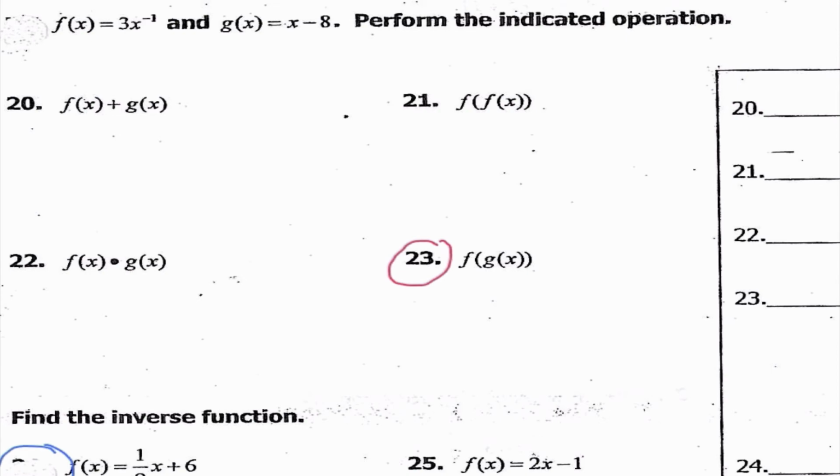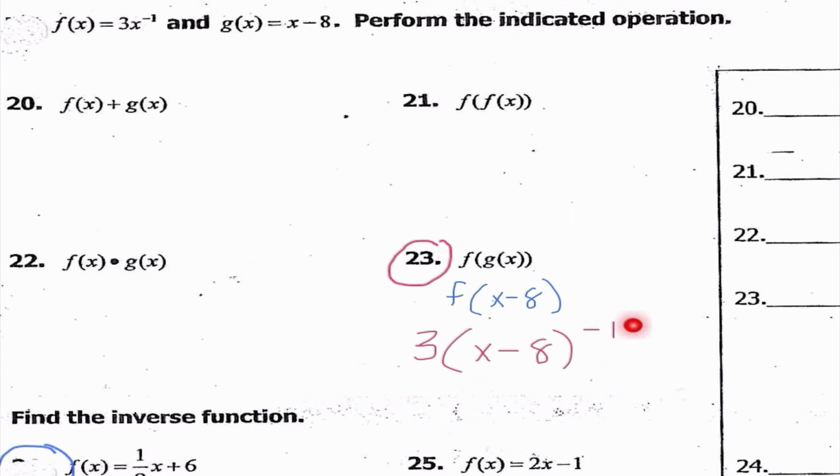So I know I'm kind of jumping all over the place here, but the next thing that I want to do is f of g of x. So I'm going to go ahead and do f of x minus 8. I know that we always start on the inside, and this is really just a fancy way of looking at substitution. So this means in function f, wherever there's an x, I'm replacing it with x minus 8. So I'm going to have 3 times x minus 8 to the negative first power.